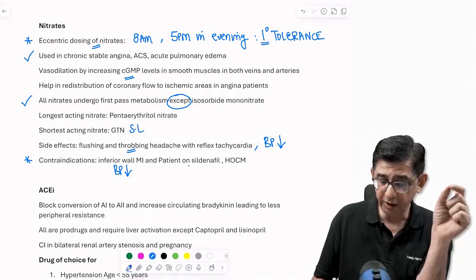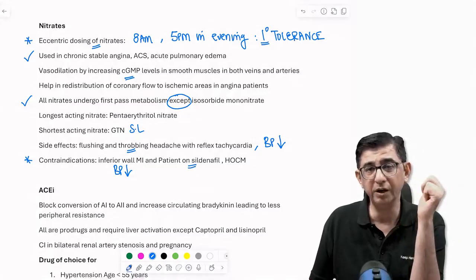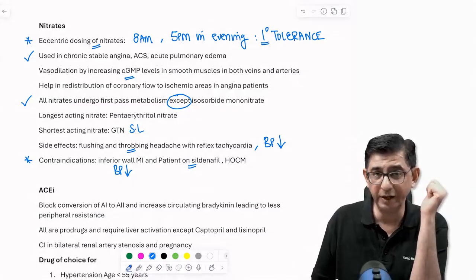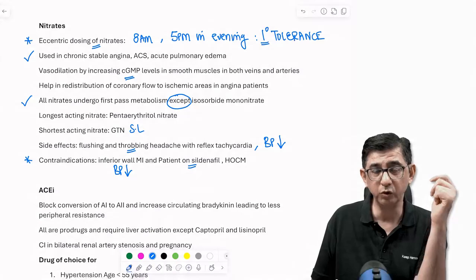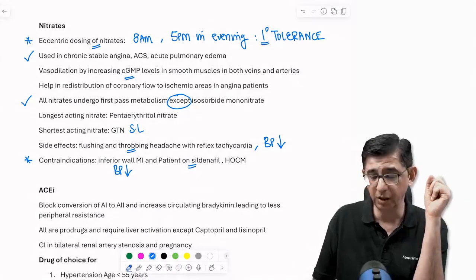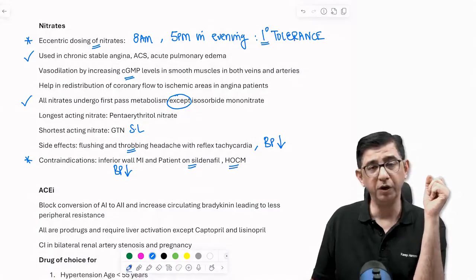If somebody is on sildenafil, which is used for erectile dysfunction, it acts by increasing the levels of nitrates so that blood supply to the penis is more. So nitrate levels will increase, it will cause hypotension. Nitrates are also contraindicated in hypertrophic cardiomyopathy.